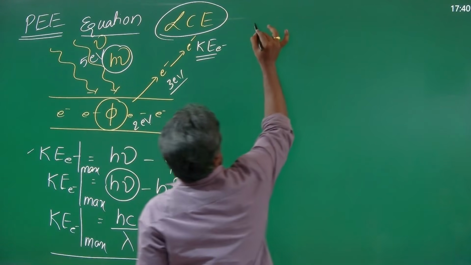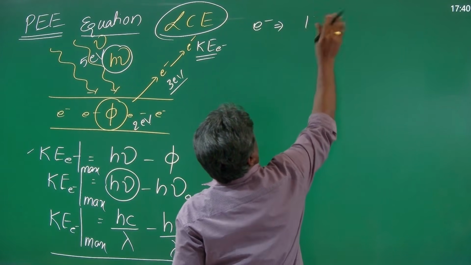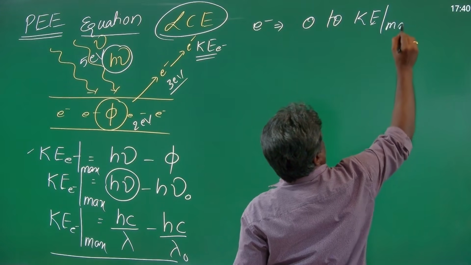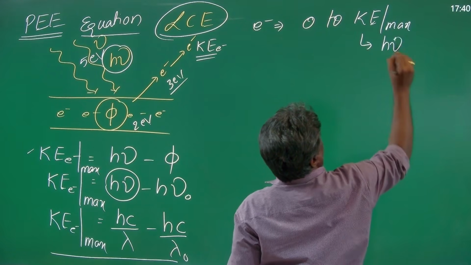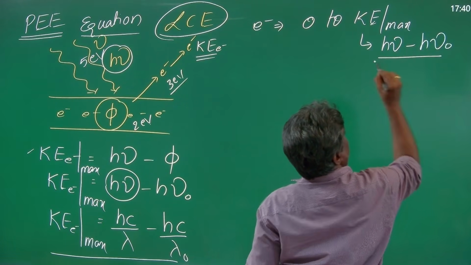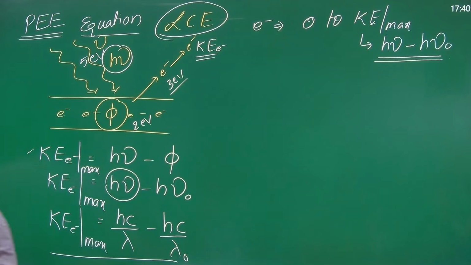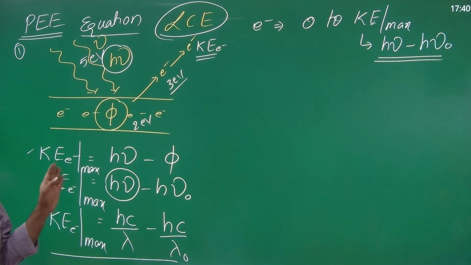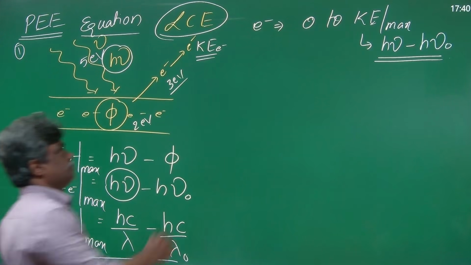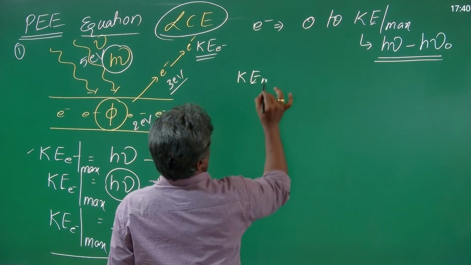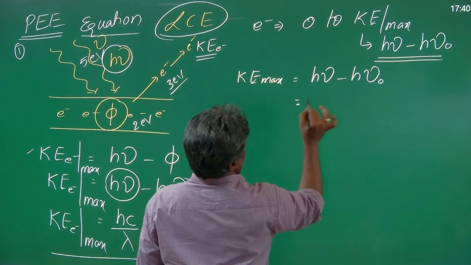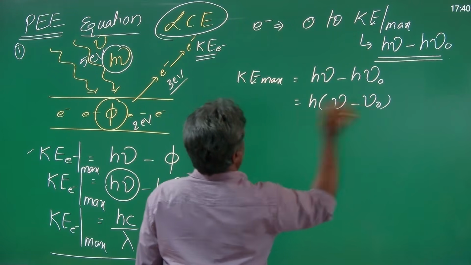That's it. So always the electron is having kinetic energy ranging from where to where? 0 to Ke max. What is this Ke max? h nu minus h nu naught. Clear? Right. Next one, second point. So finally, what is the photoelectric effect equation? Ke max equal to h nu minus phi. Good. Ke maximum equal to h nu minus h nu naught. We can write it as h times nu minus nu naught.